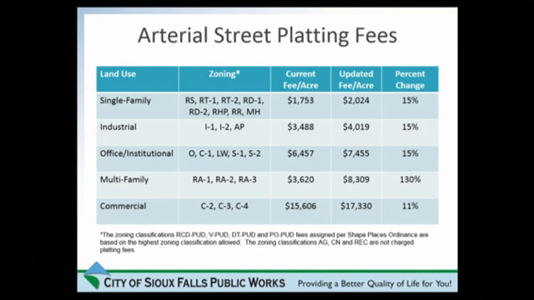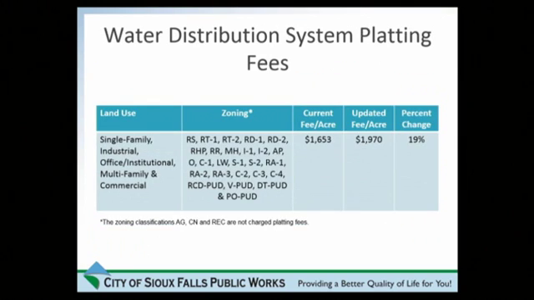Based on the 2015 study, these are the study recommended increases. Other than multifamily, I would say 4 of the 5 are inflationary increases. We'll talk more about the multifamily when we get to that point. You have the different land uses, zoning, the current fees, the updated, and then the percent change. Same thing here. These are the nexus study recommended fee increases for the water distribution system. Again, I would say another inflationary increase.